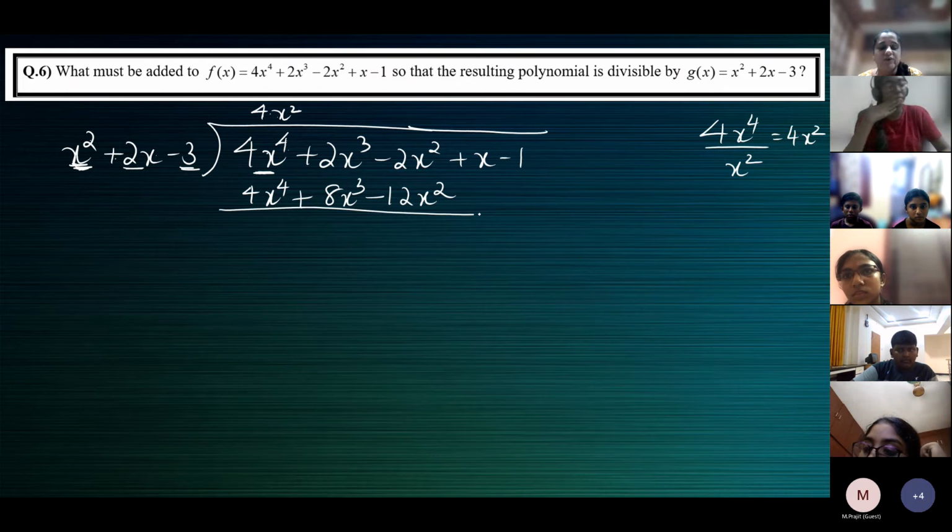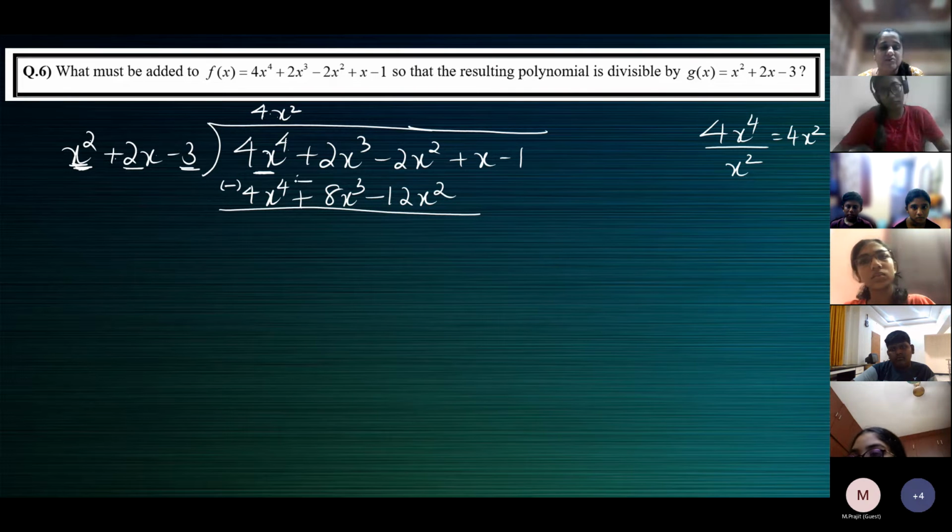Now, in the division process, we always subtract. For that, we'll have to change the signs. So change the signs. If it's plus, make it minus. If it's minus, make it plus. Is it understood so far, children?